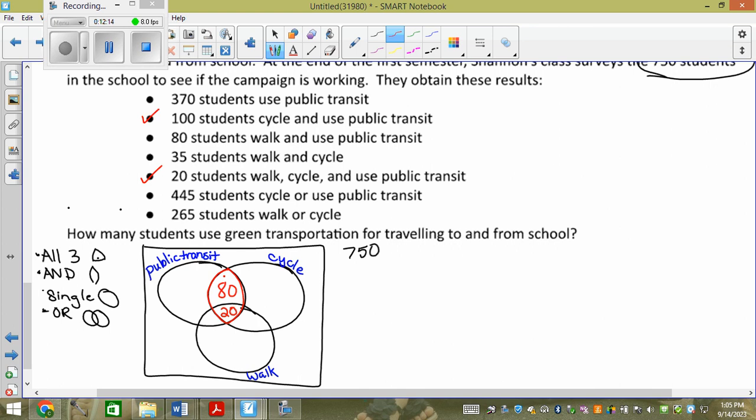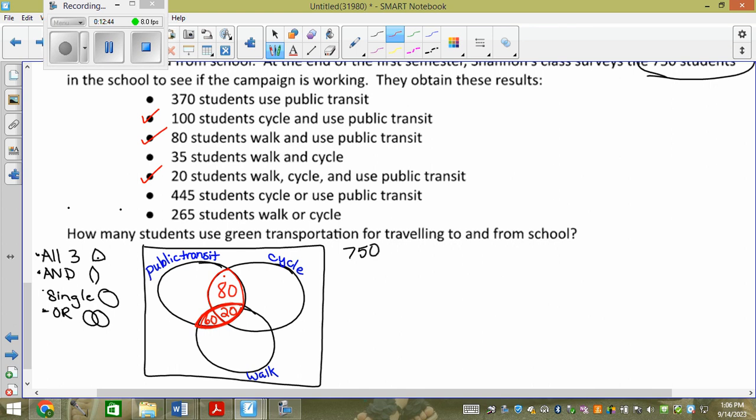So do you see why we have to start in that middle section? Because we're going to have to subtract as we go along. Because yes, these people also walk. These 20 people walk as well. But they do public transit and cycle. So they're part of that 100. Then we have 80 students walk and use public transit. So 80 students should be in this little eyeball. How many are already in it? So how many are walking public transit only? 60, exactly.